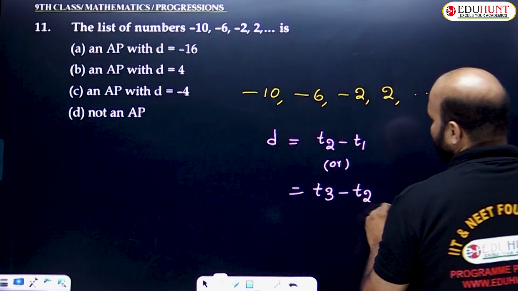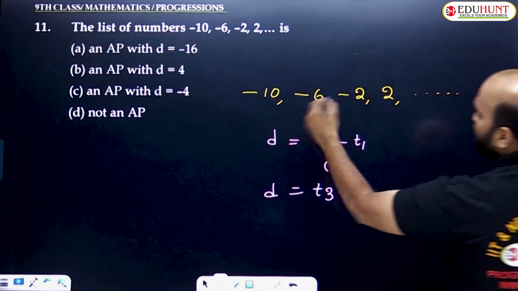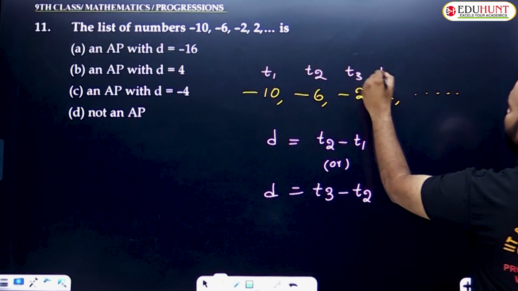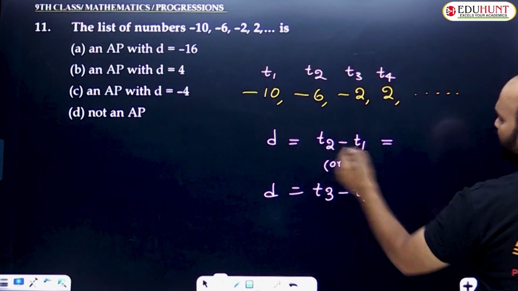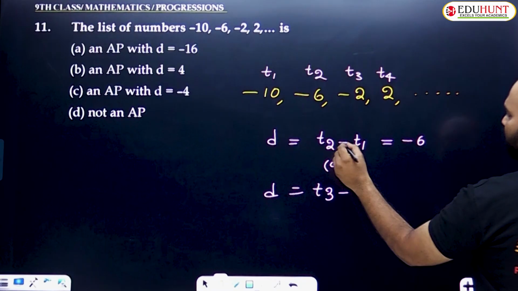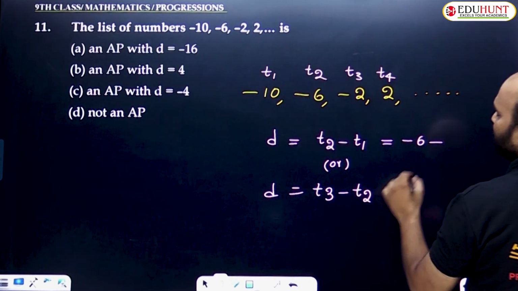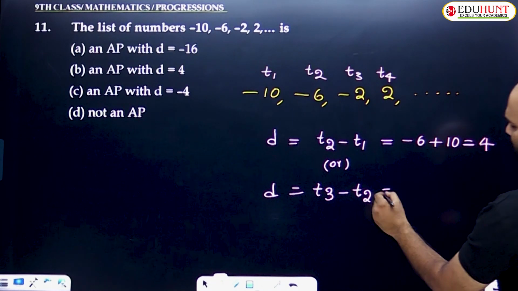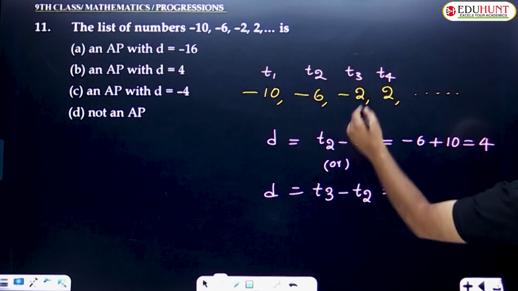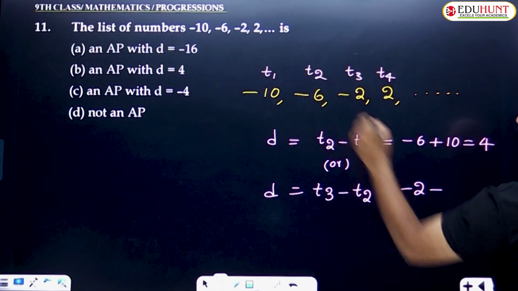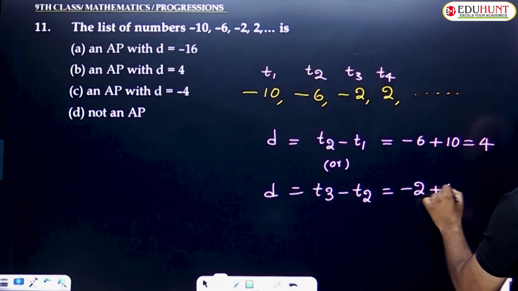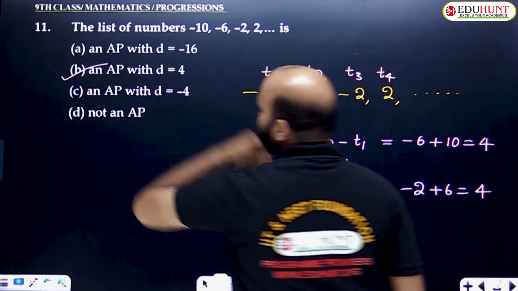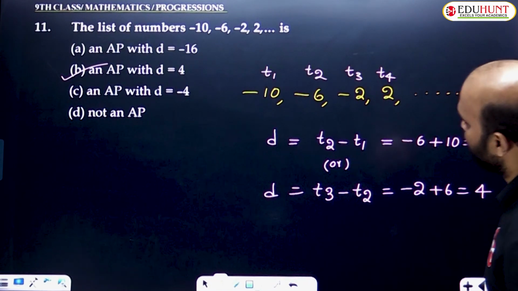Clearly we need to understand that these are terms: the first term is T1, the second term is T2, the third term T3, the fourth term T4. So T2 value minus 6 minus T1 value minus 10, minus into minus is plus, so the common difference is 4. We should check the next term too: T3 is minus 2 minus T2 minus 6, minus into minus plus, so minus 2 plus 6, that is also 4. So the common differences are equal, those terms belong to an AP with common difference 4. Option B is the right answer.